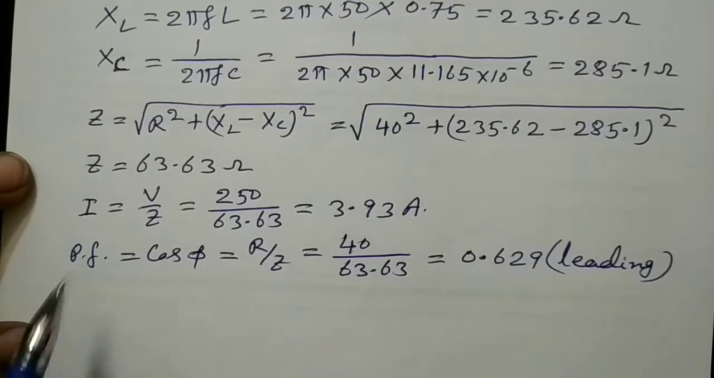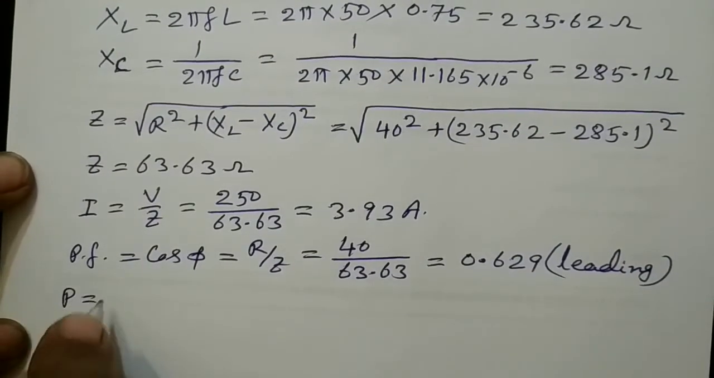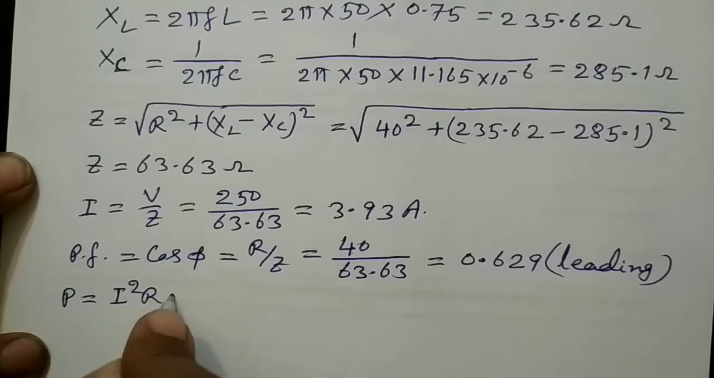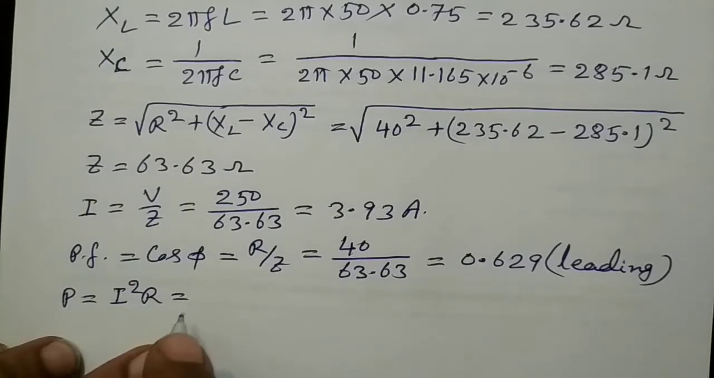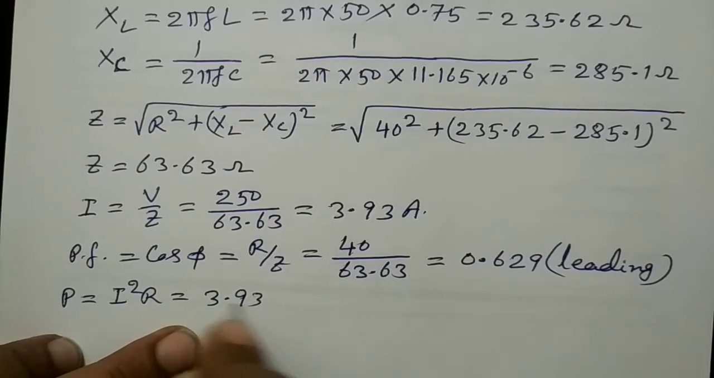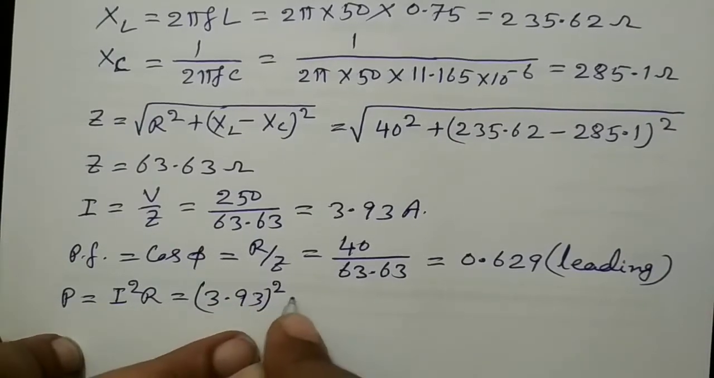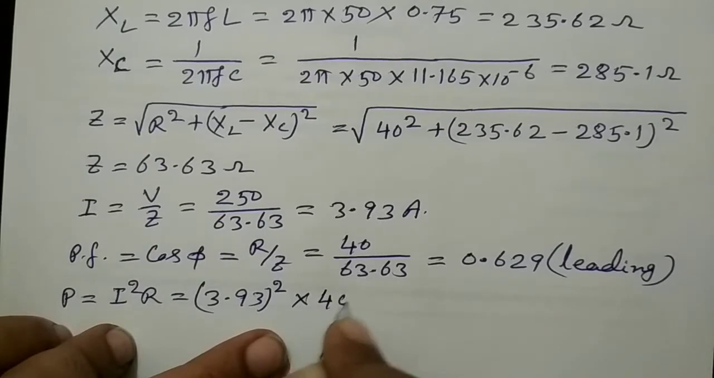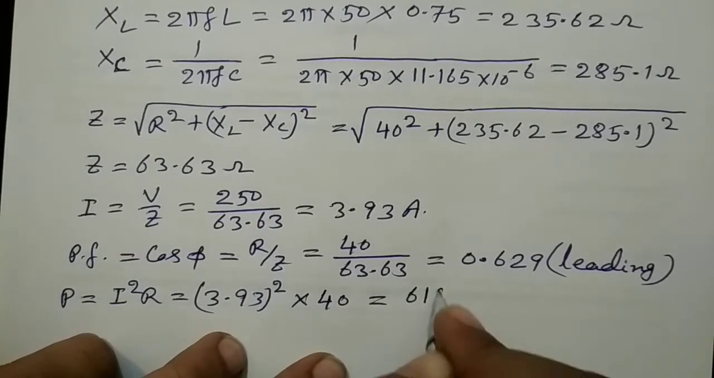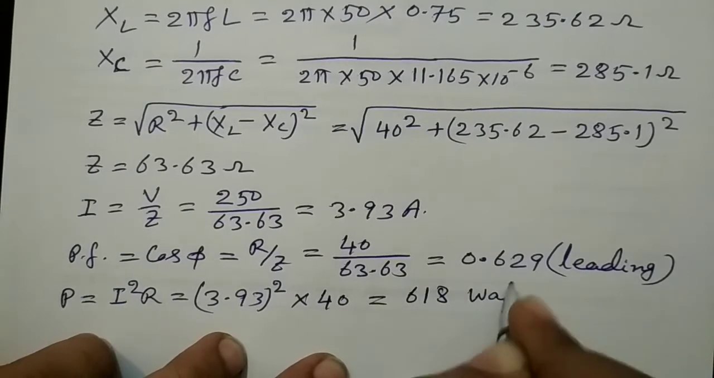Now the power consumed by the circuit. It can be written as I square R or VI cos phi. We can use either of the formula. So if we use I square R, where I is 3.93 whole square and the R is 40, the power will be 618 watt.